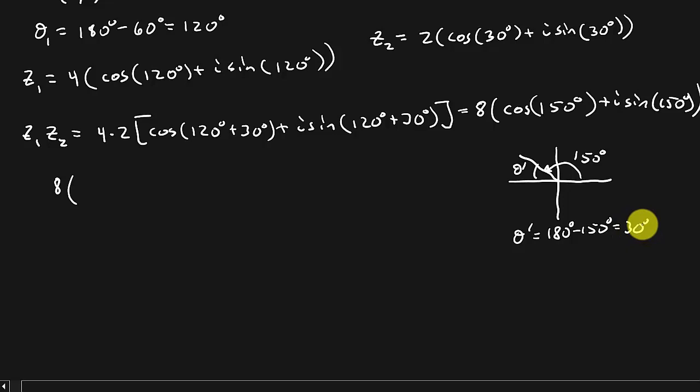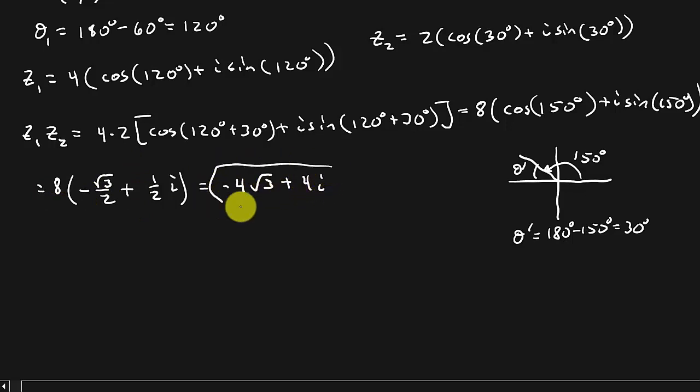All right. So let's look at this. The cosine of 150, well, the cosine of 30 is what? Square root of 3 over 2, right? We're in the second quadrant, so that's negative. And then plus, and then the sine of 30 is 1/2. I'm in the second quadrant, sine is positive, so it's positive 1/2. And then times I. And so this is going to be what? Distribute the 8, that's -4 square root of 3 plus 4i. And there's your answer.